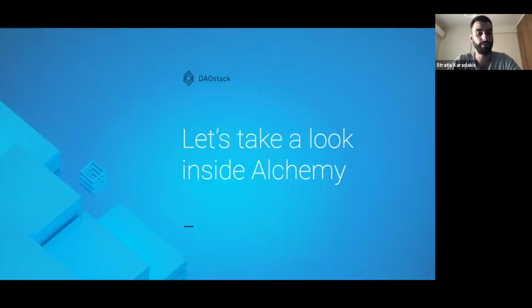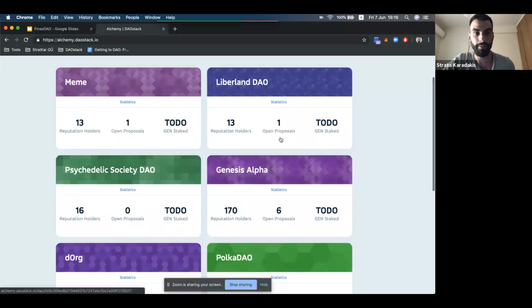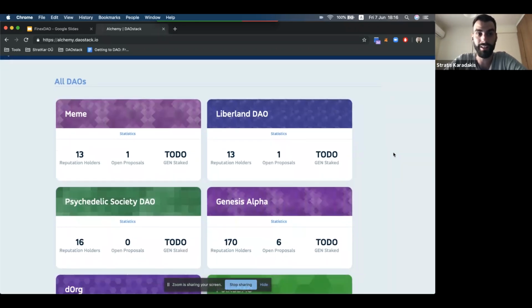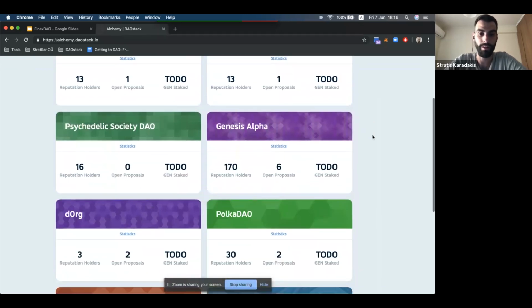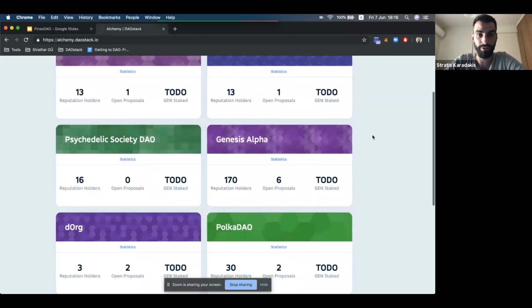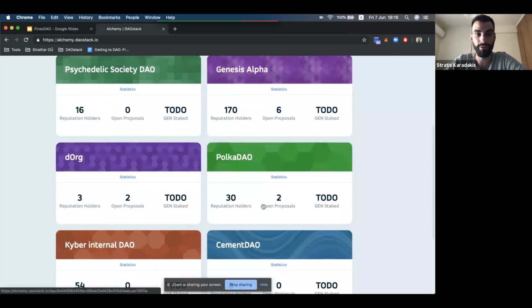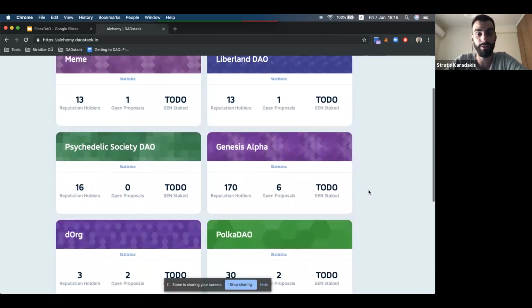Now, I want you to follow me along on a trip inside the application itself. The URL for the application is alchemy.daostack.io. As soon as you join here, you will see a list of all DAOs that are currently using Alchemy. For example, here you can see the Genesis Alpha DAO, which we're going to explore, and some other DAOs as well. And I am guessing that this is where you will also see your DAO as soon as it's launched.